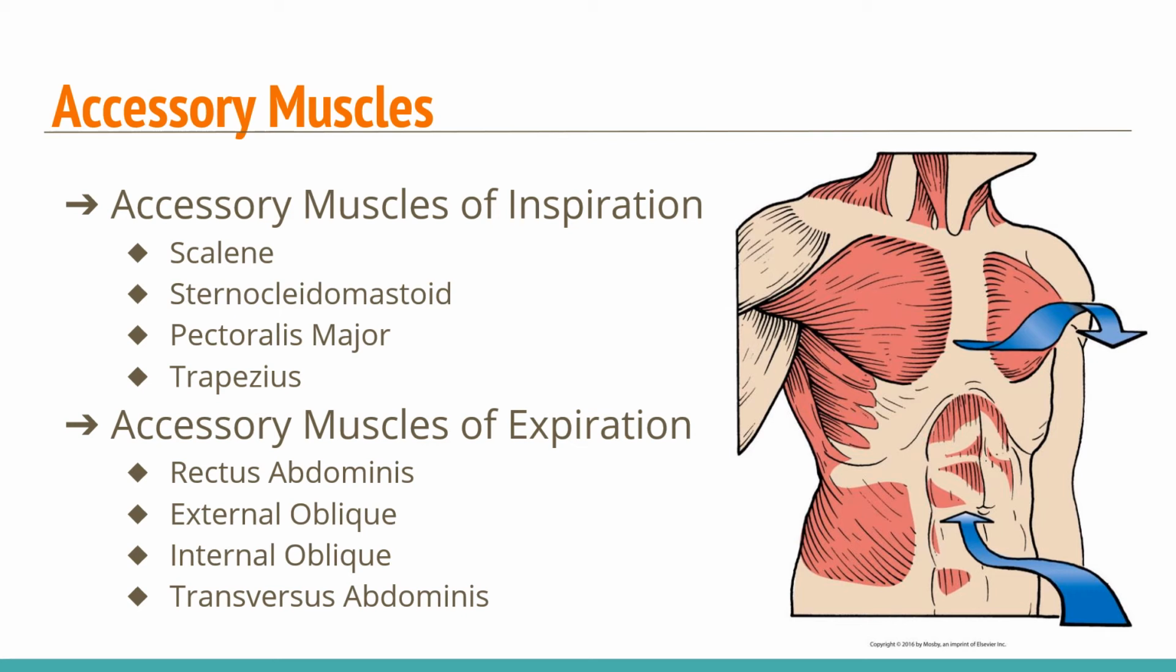Then on your accessory muscles for expiration, your rectus abdominis, those are your abs basically, helping out your diaphragm. So kind of pushing, the external and internal obliques, and then your transversus abdominis is actually underneath your oblique muscles. So again, those are helping the patient exhale, for those that are not able to have that elastic recoil back in their diaphragm.